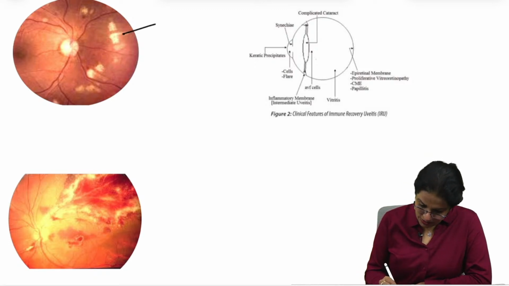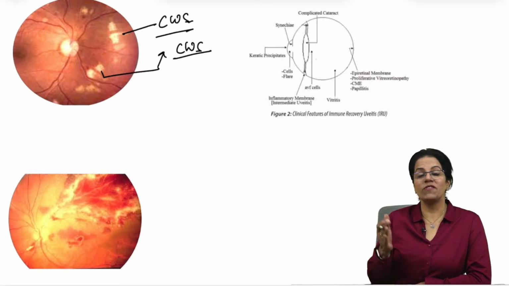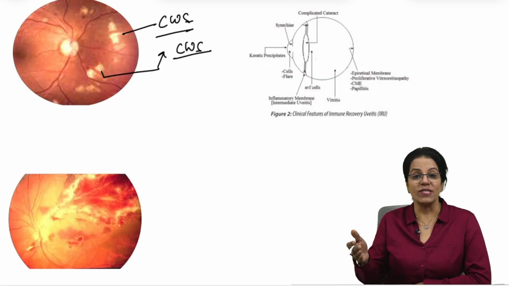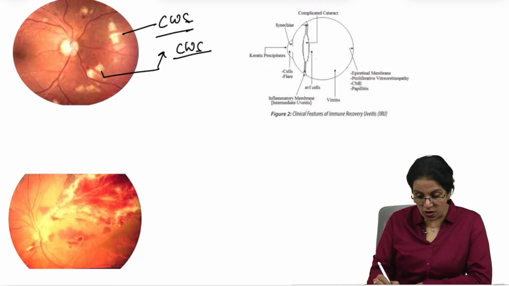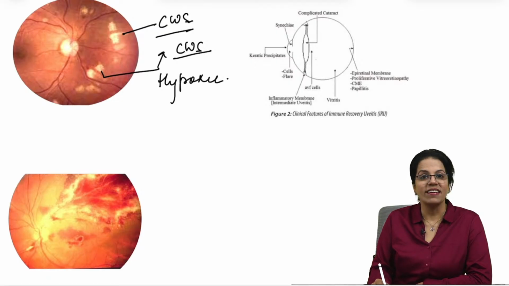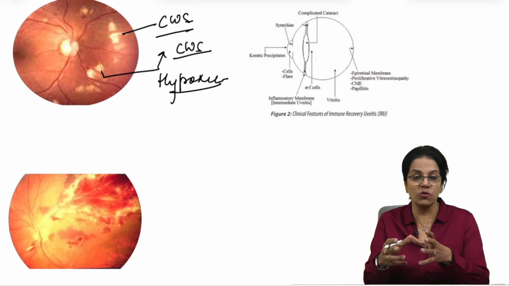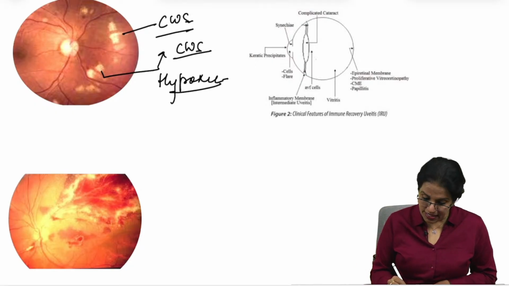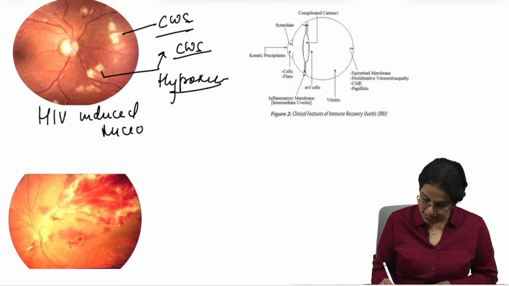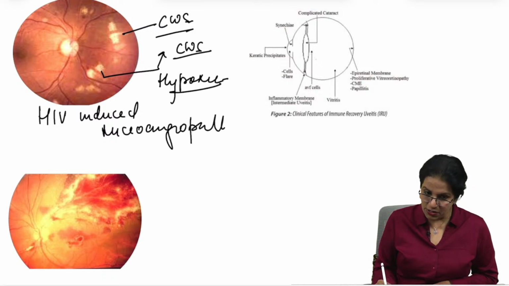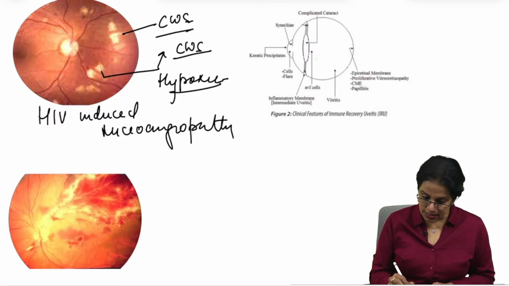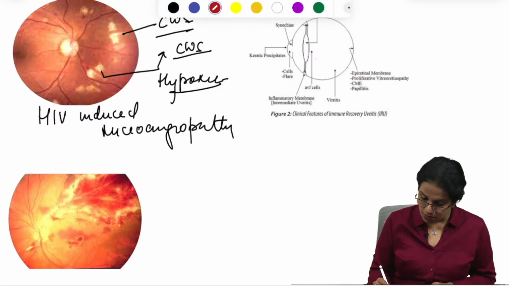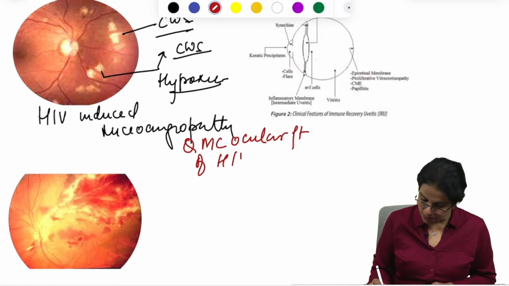So, what I see here is multiple cotton wool spots. What are cotton wool spots? Soft exudates. What are soft exudates? They are dead axons. So, multiple cotton wool spots mean a lot of hypoxia. Please try to understand this way. That means there is a lot of dead axons and axonal debris. Okay. So, what this slide shows is HIV induced microangiopathy. Okay, so this is the exam question, all of you: most common ocular feature of HIV, that is microangiopathy.